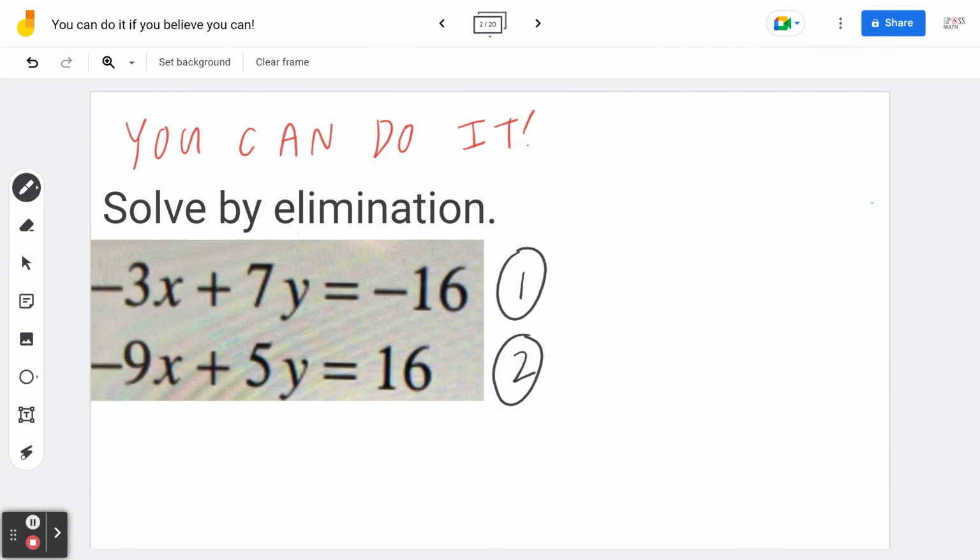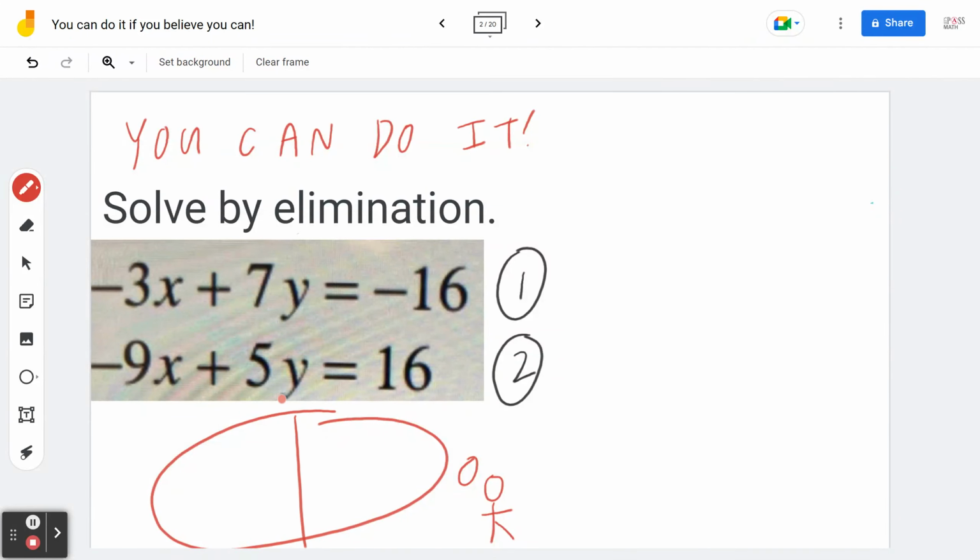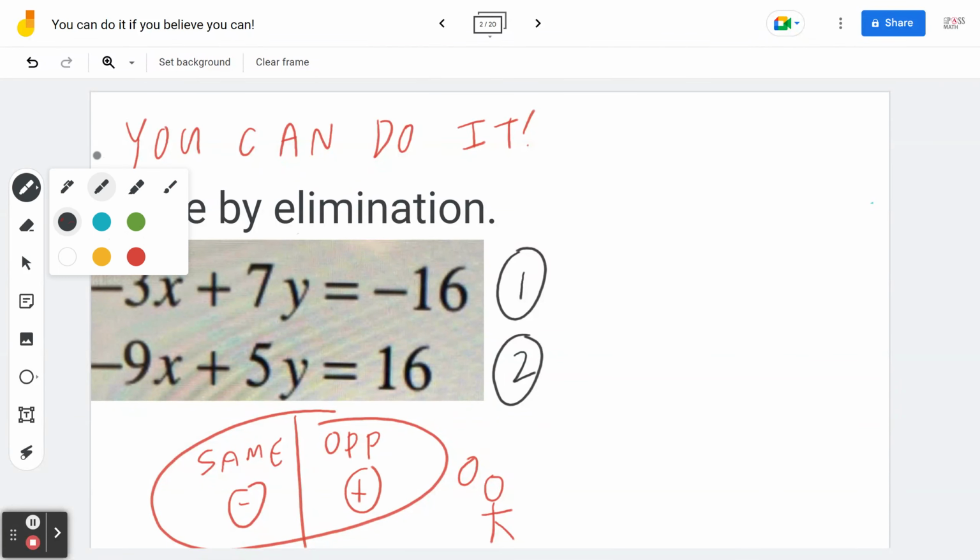Now when it comes to solving by elimination, there are many different techniques, and I would say in general there are two major concepts. Concept number 1: if you want to eliminate, let's say x, or you eliminate y, if they're the same, then you have to subtract. But if they're opposite, you have to add. I'm going to demonstrate this in a moment.